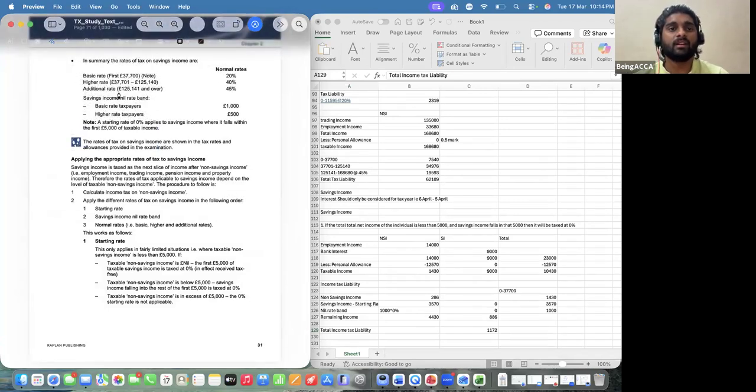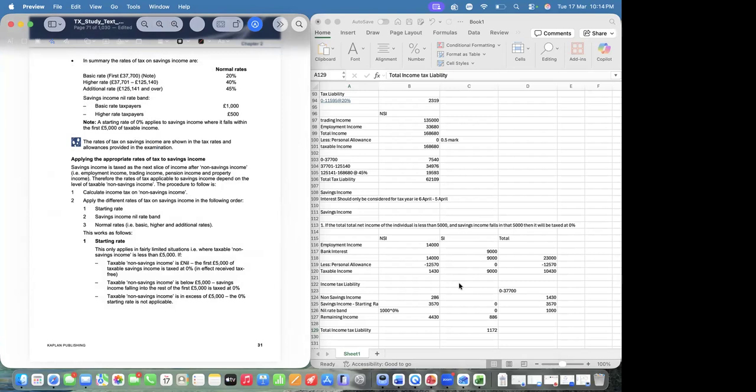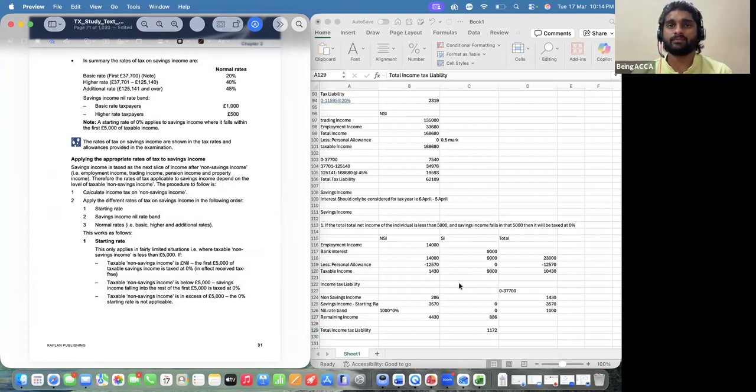As I've mentioned earlier, for non-savings income and savings income, the tax rates are similar after the basic rate band and all of these are completed. Any doubts on this so far?